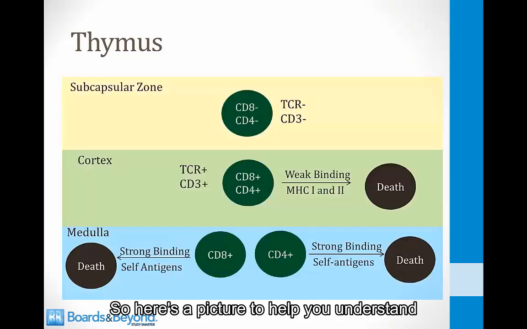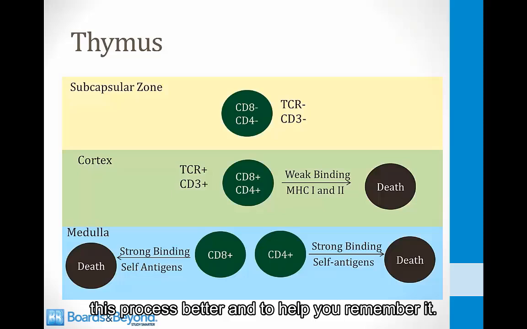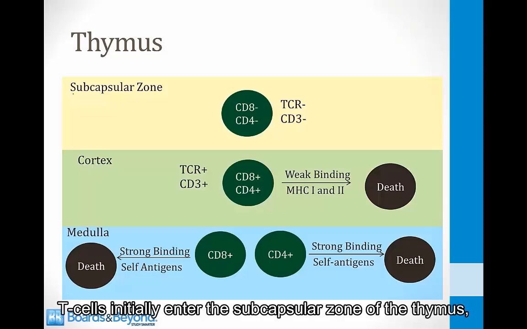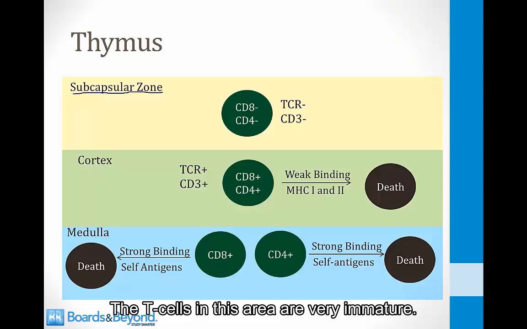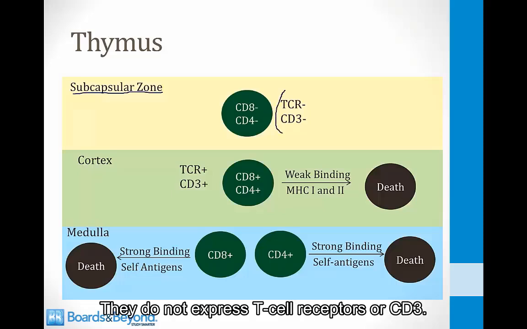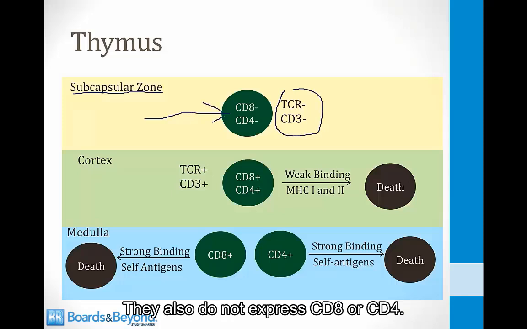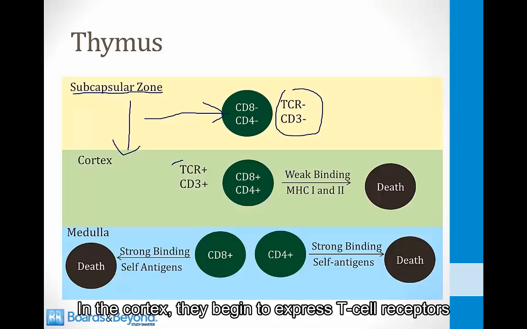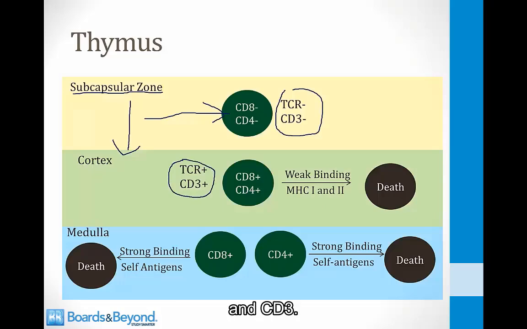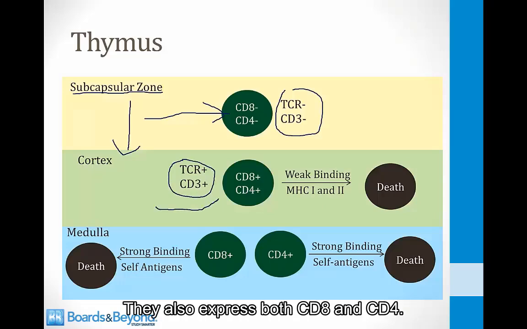So here's a picture to help you understand this process better and to help you remember it. T cells initially enter the subcapsular zone of the thymus, which is the outermost portion of the thymus. The T cells in this area are very immature. They do not express T cell receptors or CD3. They also do not express CD8 or CD4. The T cells then migrate down into the cortex. In the cortex, they begin to express T cell receptors and CD3. They also express both CD8 and CD4.